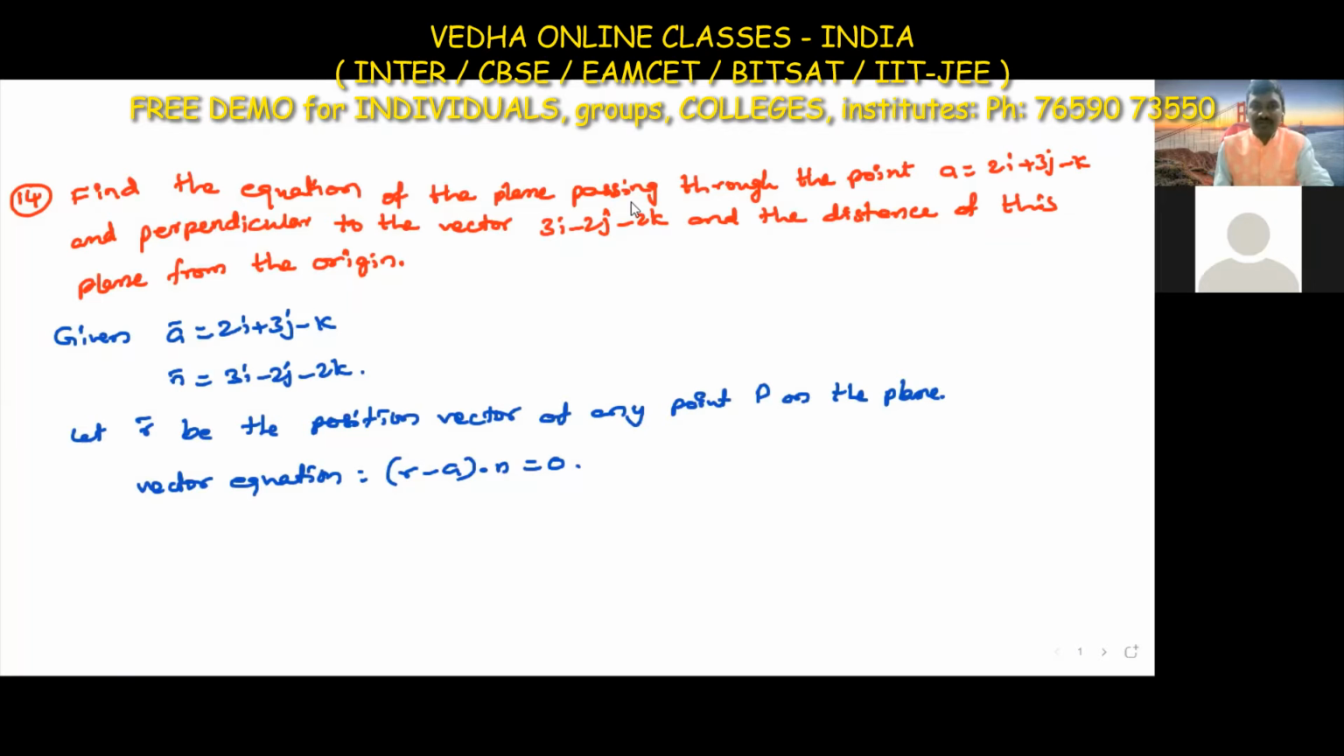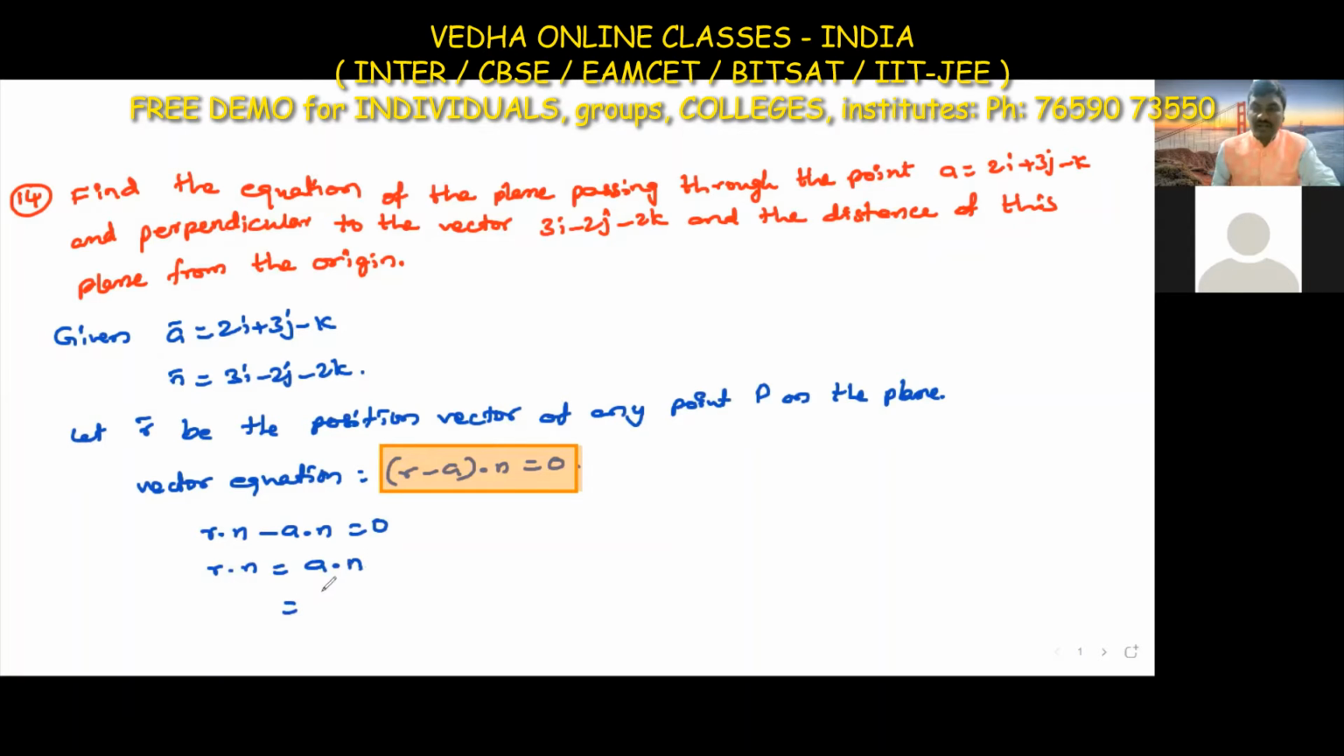Okay, so what is the formula we are using here? Once again, (r minus A) dot n is equal to 0. Now, r dot n minus A dot n is equal to 0. That means r dot n is equal to A dot n.